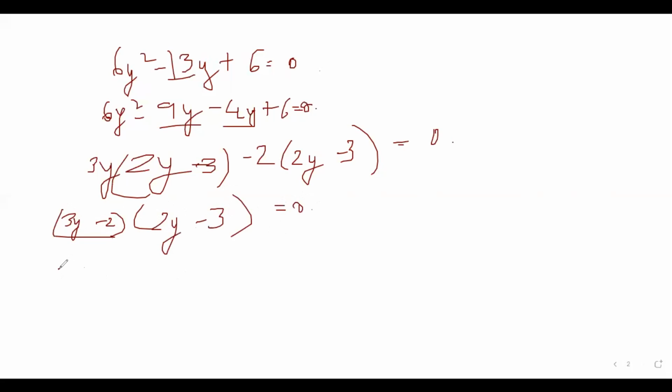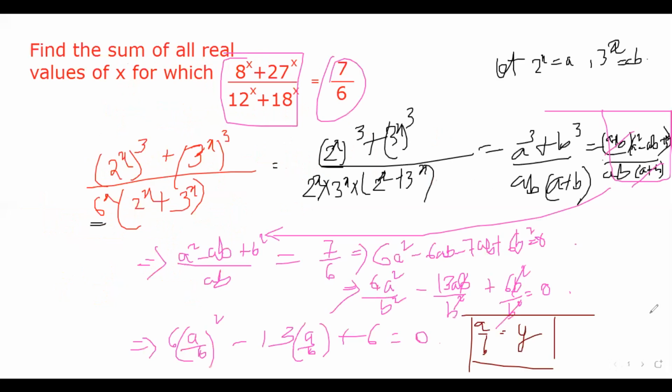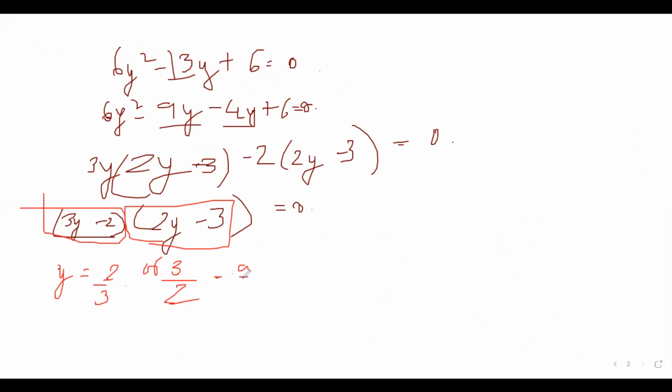Now if only this part is equal to 0, then y must be equal to 2/3, and or if this part is 0, then y must be equal to 3/2. Then we have secured the value of y, and what is y? Y is a/b. We have assumed that.